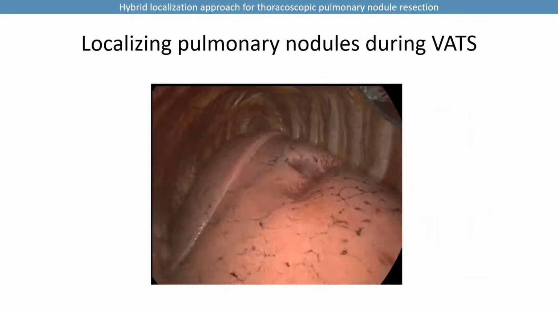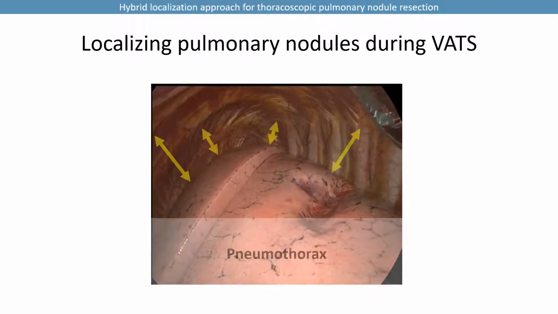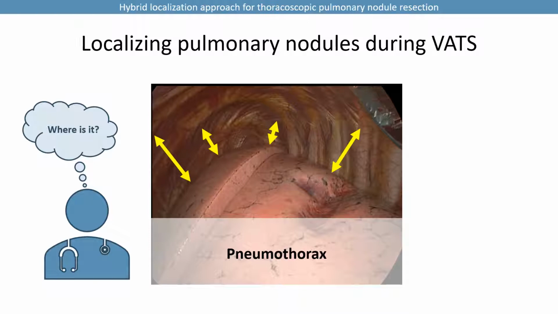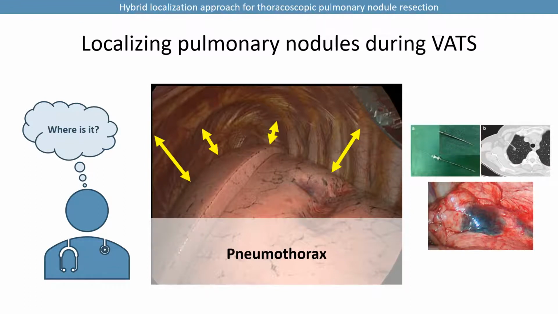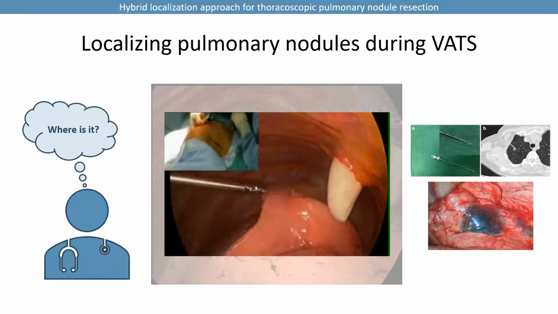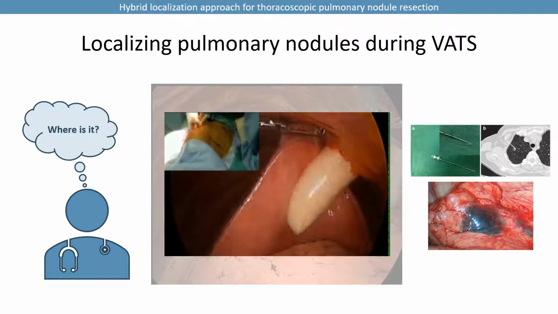However, the very large lung deformations following a pneumothorax, which is the deflation of the lung, make the localization of the nodules very challenging. Existing localization techniques such as hook wires, dyes, or even manual palpation have strong limitations.